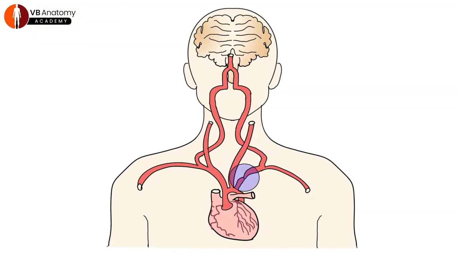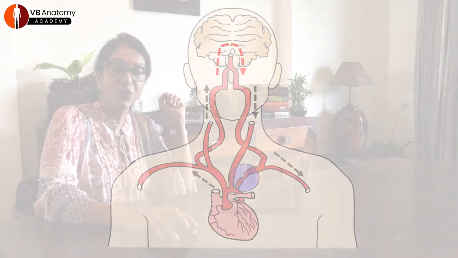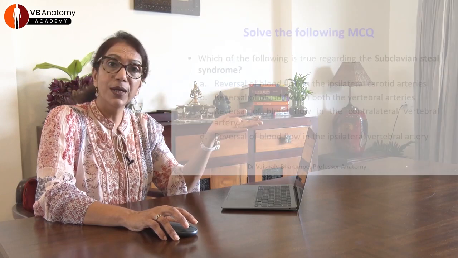Now, because there's an obstruction, blood from the opposite side begins to flow through the vertebral artery, across the basilar, into the ipsilateral vertebral artery where there is a flow reversal. Please note, ipsilateral vertebral artery shows a reversal of blood flow, and finally the blood reaches the limb across the point of obstruction.